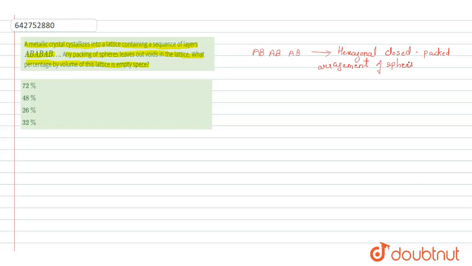So from this, the volume occupied by spheres of equal size in the hexagonal close packed arrangement is equal to 74%. So here it is 74%. So to find the vacant space, it is 100 minus 74, which is equal to 26%.